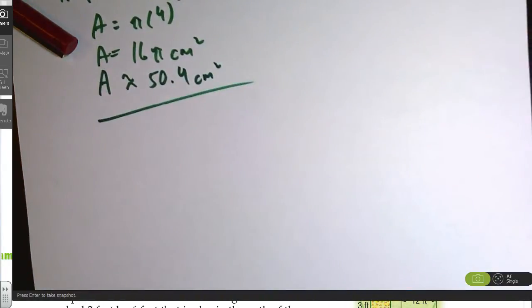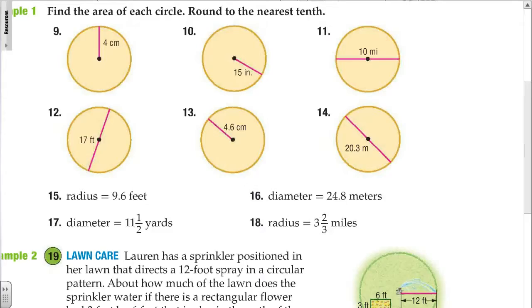Okay. Now for a lot of these problems, really up through 9 through 18, it's all the same thing, except you've got to find the radius. So if it's the diameter, like 11 is, divide it by 2, divide 20.3 by 2, and a lot of good stuff.